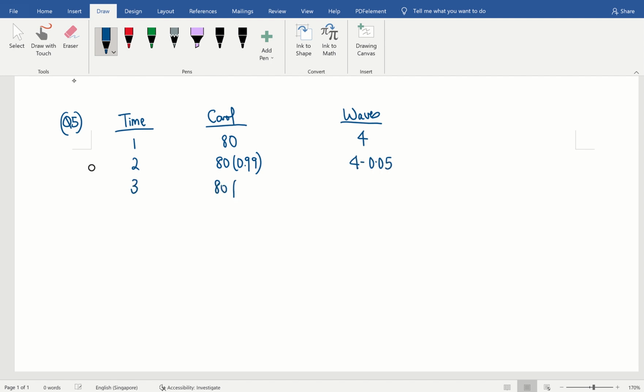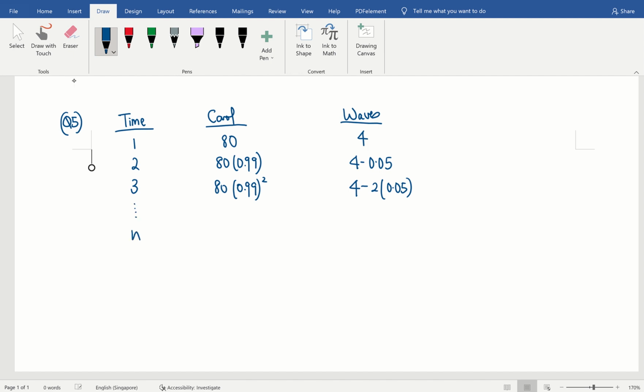So this is 80 times 0.99 squared. This is 4 minus 0.05 squared. Careful. 4 minus 0.05, minus 0.05. Two times. Yes, thank you. Okay, like I always tell you guys, don't simplify this. Keep it in raw form so you can see a nicer pattern, yeah.